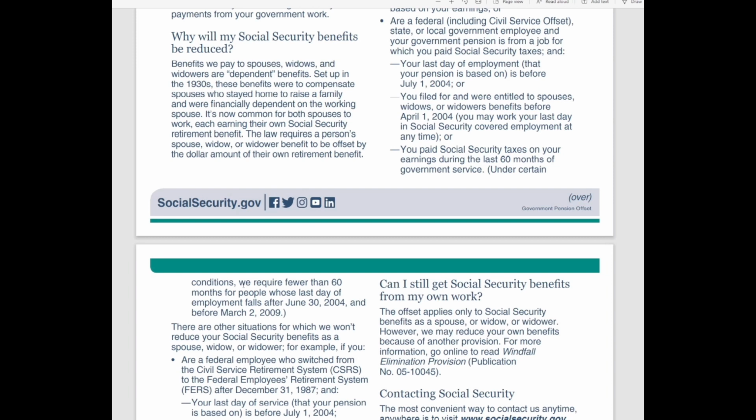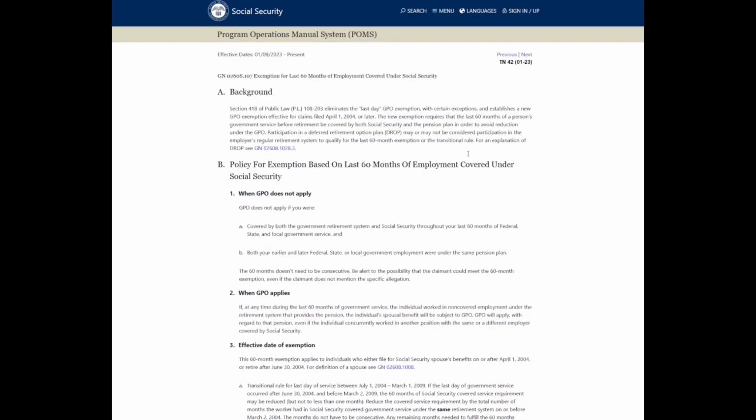So if you're getting towards the end of your career in that position, I would probably suggest talking to whoever is in HR on ways that you might be able to do that to avoid an offset if possible. So that could be a tremendous help as well. And if you need a reference, the policy that describes this more thoroughly is GN 02608.170, exemption for last 60 months of employment covered under Social Security.